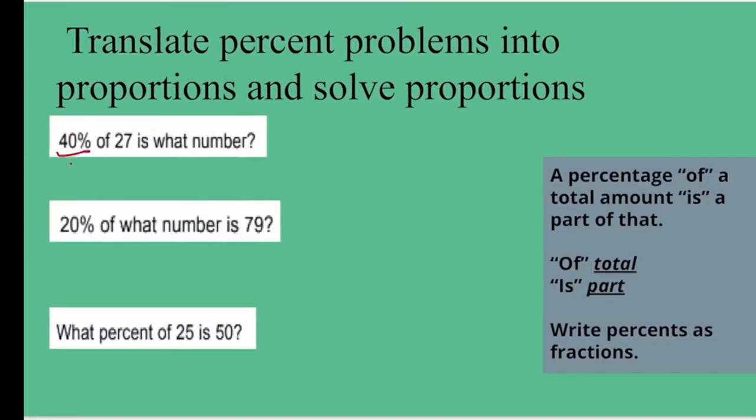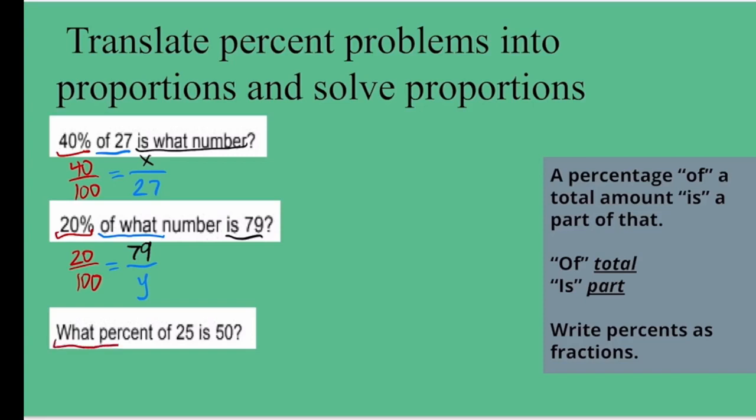40% is 40 over 100. The of is your denominator. So the denominator is 27. And we are looking for our numerator. Second problem, 20% goes over 100. It's of what? I don't know. So we'll make that our denominator. And it is 79. That's our numerator.